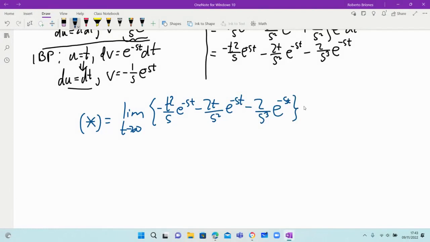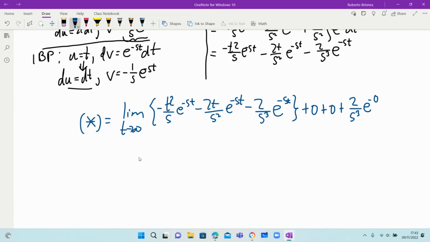Okay, and then we plug in the value t equals 0 into the expression, so that this becomes 0 plus 0 plus 2 over s cubed times e to the negative 0. So this again is after we have plugged in t equals 0 into the expression.